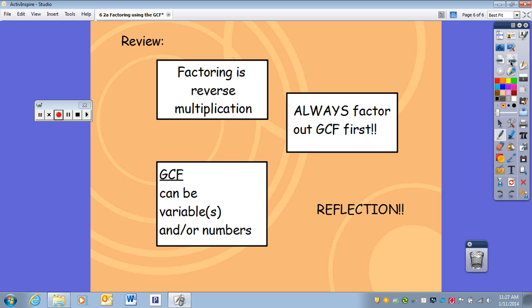When you are multiplying polynomials and factoring polynomials, remember that factoring is really reverse multiplication. We are always going to factor out the greatest common factor, the GCF, first. And remember, the GCF can be a variable or variables, a number or numbers, or both.